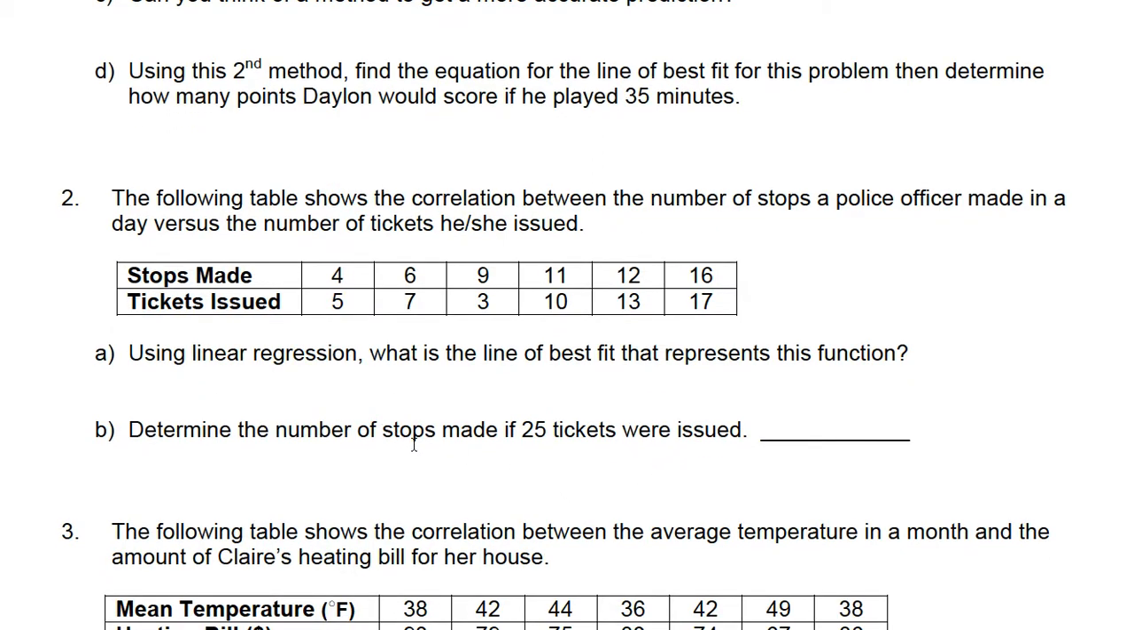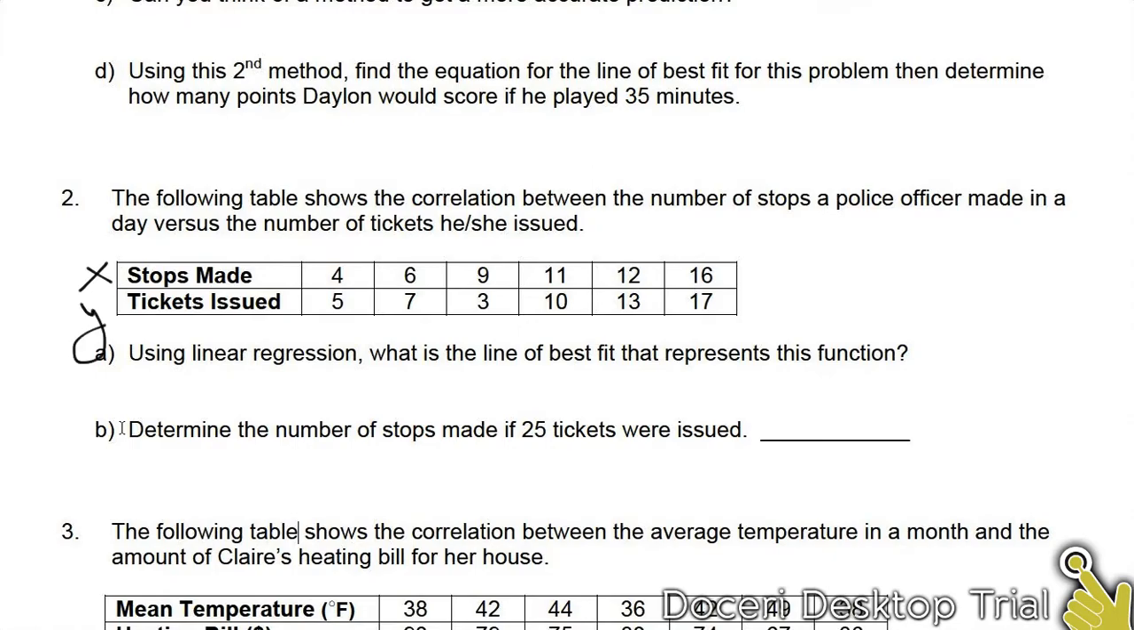Determine the number of stops made if 25 tickets were issued. Now remember, what is x in this case? X is the number of stops made, keep that in mind. And y is the number of tickets issued. And they have given you the number of tickets issued, so they gave you y and they want x. So you need to make sure what it is that they're asking for.